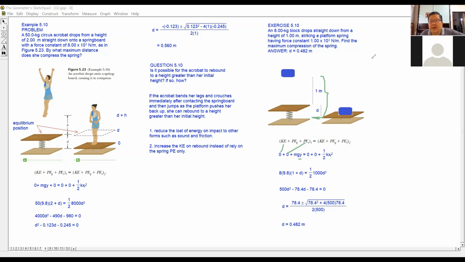Okay, next we look at the final energy. The final kinetic energy is also zero because after dropping on the platform, it will finally come to a rest. The final gravitational potential energy is also zero because we define this as the zero level.